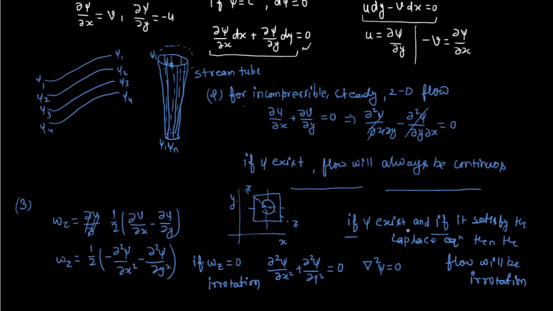Means in the second point it is giving a clear indication, that if psi exists then the flow will definitely exist and it will be continuous. But in this case it is not a clear indication; it is saying if psi exists and if it is satisfying the Laplace equation, then the flow will be irrotational flow. This is our third point about the stream function. Now let's talk about the fourth point.